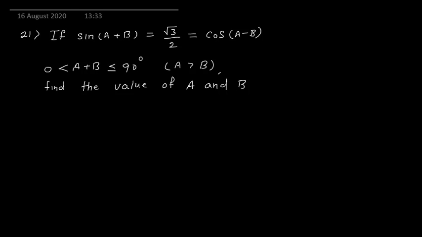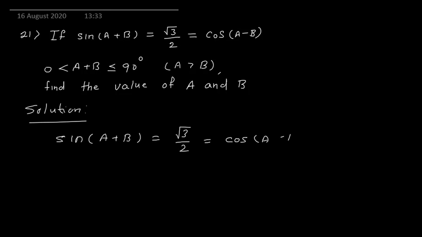Problem number 21. Now sin of a plus b is root 3 by 2, which is equal to cos of a minus b. A plus b is between 0 and 90 degrees. Find the value of a and b. Okay. So both a and b I have to find out. So I am given this relation, which is sin of a plus b is equal to root 3 divided by 2, which is equal to cos of a minus b.